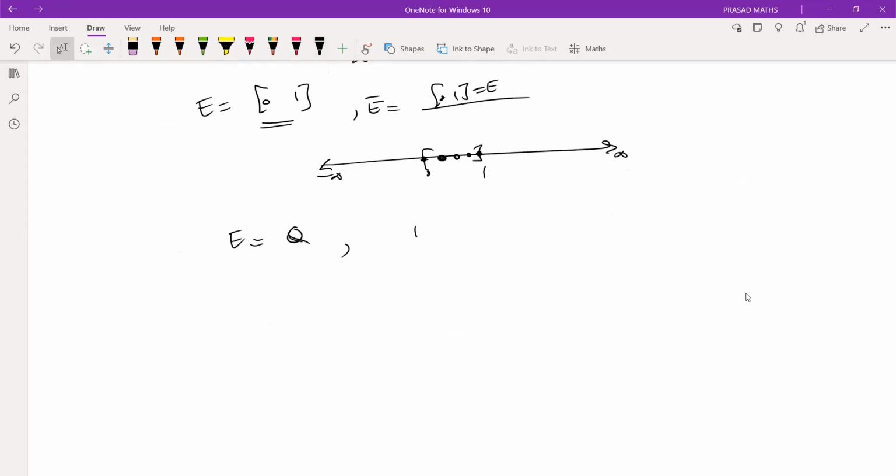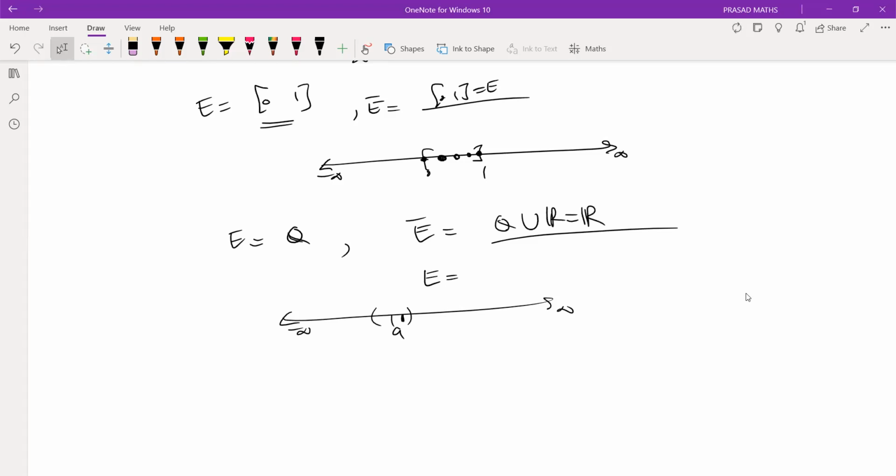Right? Suppose you take the rationals. What is the closure? You know every real number is a limit point. What is the closure of Q? E union the derived set. What is the derived set of Q? Any real number you take, any neighborhood contains at least one rational other than the point itself. Therefore, the derived set is R. Therefore, Q union R is equal to R. Therefore, the closure of E is R itself.